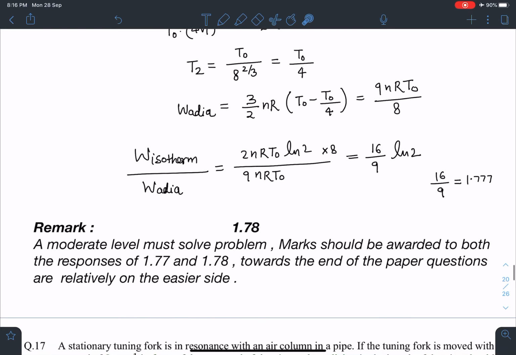So it's a moderate level must solve problem. Marks should be awarded to both the responses, 1.77 and 1.78. Let me know in the comment section if you faced this difficulty of choosing the right answer. Since they are telling us to round off up to 2 decimal places, I feel 1.78 can be the possible answer. This is my view. It can be 1.77 also. It's a difficult choice. Towards the end, you will see questions are relatively on the easier side.